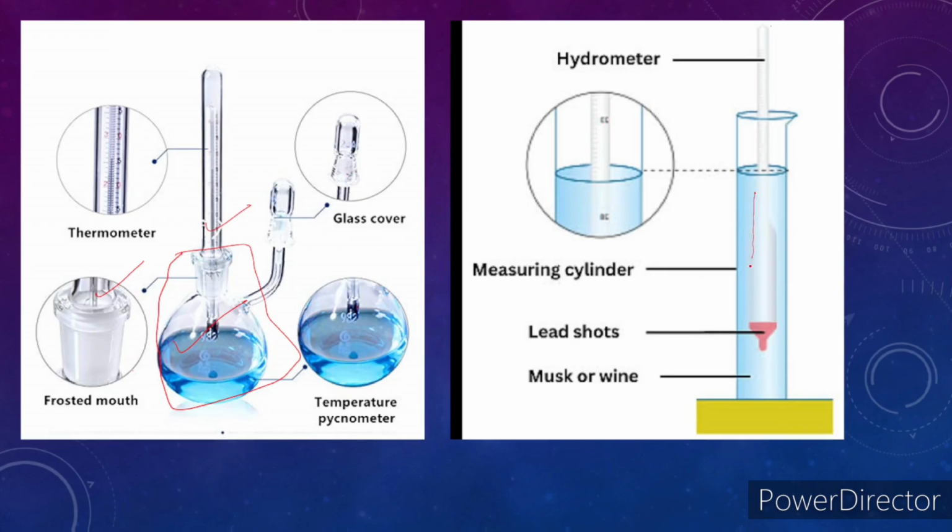And this is the hydrometer or the lactometer, and it is used for measuring the density or the relative density of the liquids. It is based on the concept of buoyancy, and they are typically calibrated or graduated with one or more scales such as specific gravity, etc.